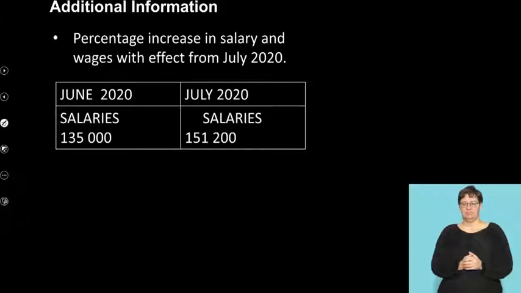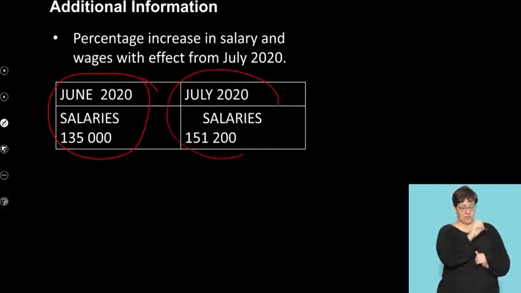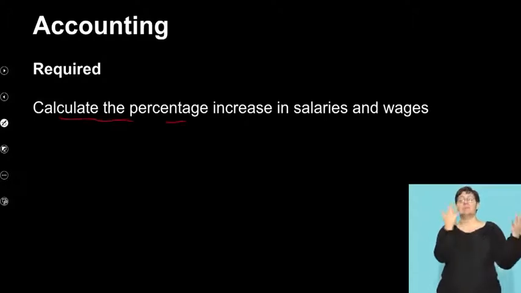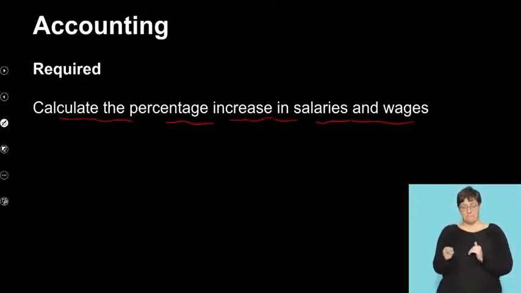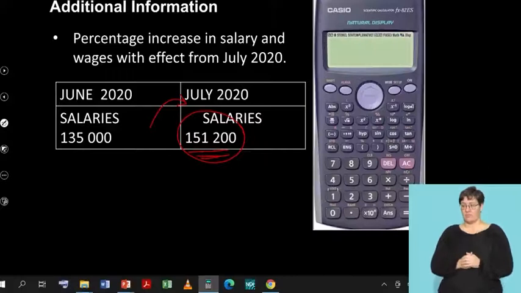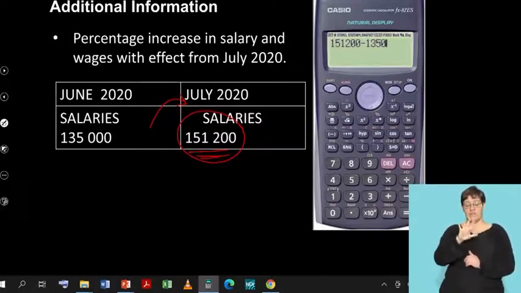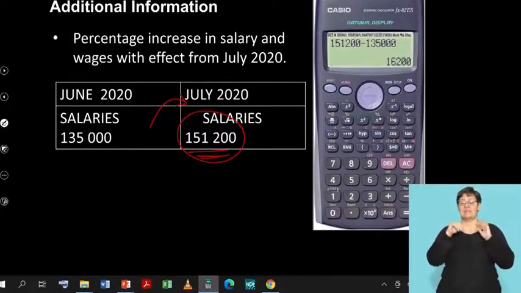The question says, your June salary was 135,000, your July salary was 151,200, right? The question says here, calculate the percentage increase in salaries and wages. Okay, what are we going to do? Step number 1, take your new salary or the July salary to be 151,200. So let's take that. 151,200 minus June salary, which was 135,000, to give you a figure of 16,200.